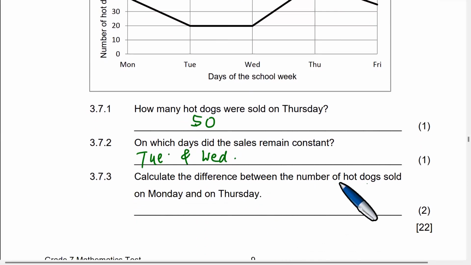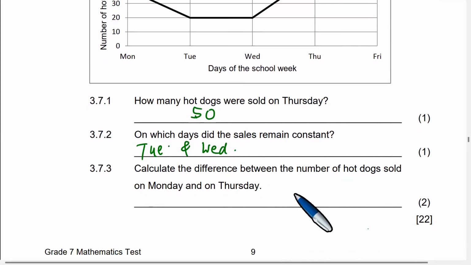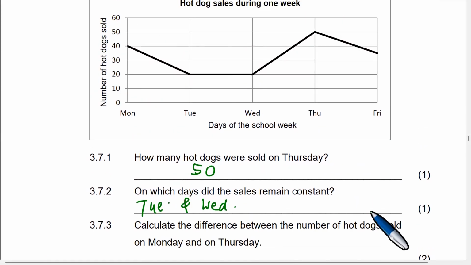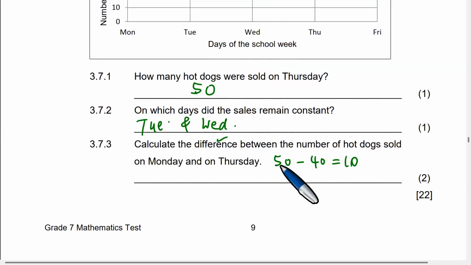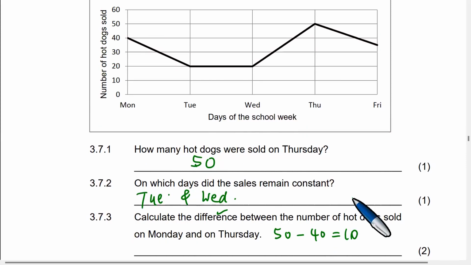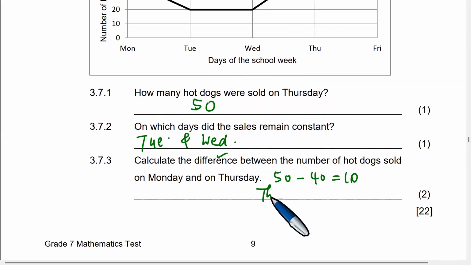Calculate the difference between the number of hot dogs sold on Monday and on Thursday. What is the difference? Let's check. On Thursday, how many? 50. On Monday, how many? 40. 50 minus 40, they want the difference, so we subtract, which is what? 10, isn't it? Yes, because this is Thursday. Thursday is 50. And this is Monday.